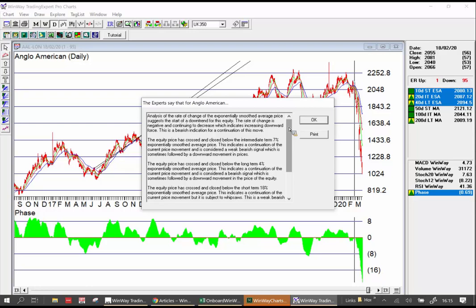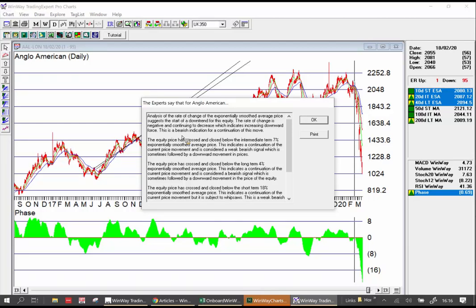but I'll just read the first one out just to explain a bit. It says, the analysis of the rate of change of the exponentially smoothed average price, or ESA as we know it, suggests the start of a downtrend for this equity. The rate of change is negative and continuing to decrease, which indicates increased downward force. This is bearish indication for a continuation of this move. So it's saying that the ESA is turning negative.